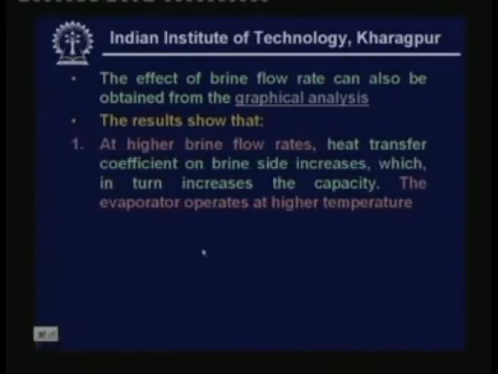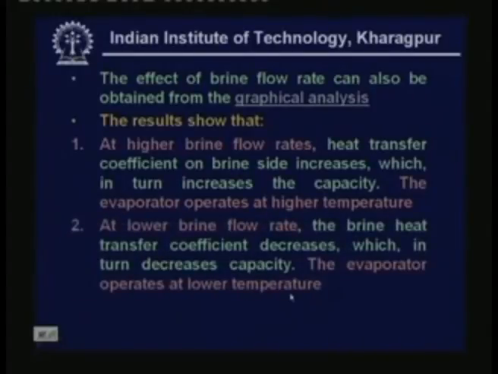So that's what is summarized here. The results show that at higher brine flow rates, the heat transfer coefficient on the brine side increases, which in turn increases the capacity. The evaporator operates at higher temperature. And at lower brine flow rate, the brine heat transfer coefficient decreases, which in turn decreases the capacity. The evaporator operates at lower temperature, and you call that state a state of starving.